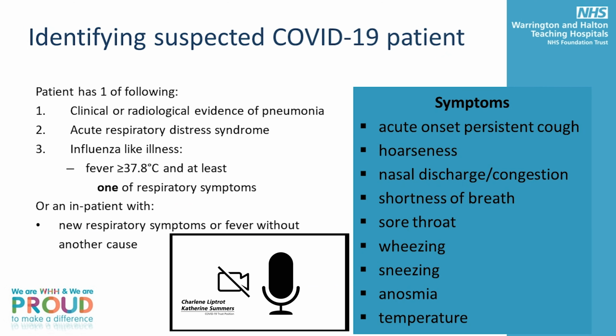Identifying suspected COVID-19 patients. The patient has one of the following: either clinical or radiological evidence of pneumonia, acute respiratory distress syndrome, influenza-like illness, so a fever more than 37.8 degrees and at least one of the respiratory symptoms, or, if the patient's an inpatient, a new presentation of respiratory symptoms or a fever without any other cause. Symptoms include acute onset of persistent cough, hoarseness, nasal discharge, congestion, shortness of breath, sore throat, wheezing, sneezing, loss of taste or smell, and a temperature.